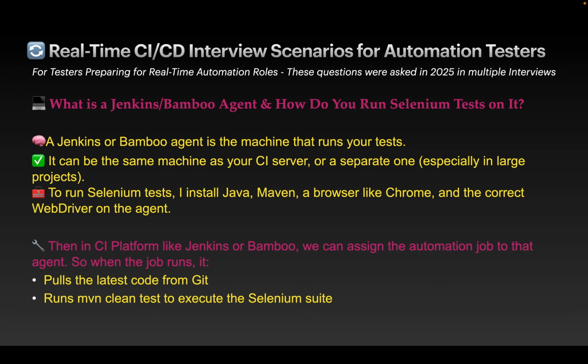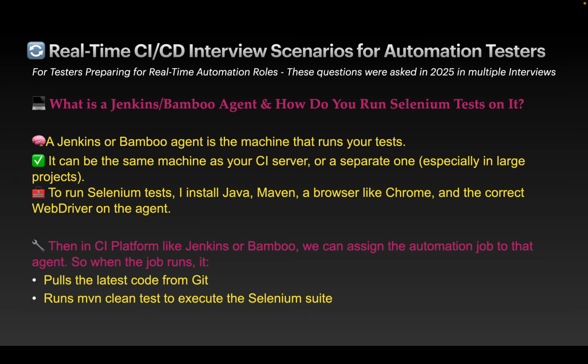What is a Jenkins or Bamboo agent, and how do you run Selenium tests in it? Okay, so you might have heard about agents, Bamboo agents or Jenkins agents. It's the actual machine that is running your Selenium tests. So you might use either Docker or agents. If you are using Bamboo agents, it's the actual machine that runs your Selenium tests. Okay, it can be the same machine as your CI server.